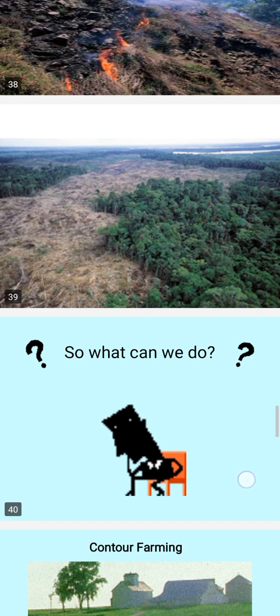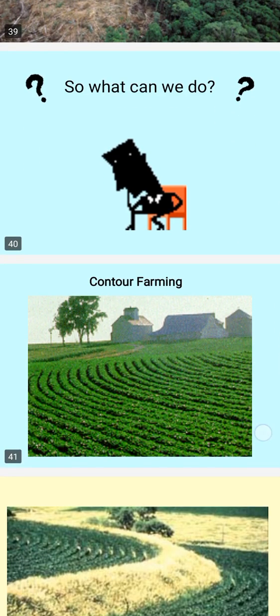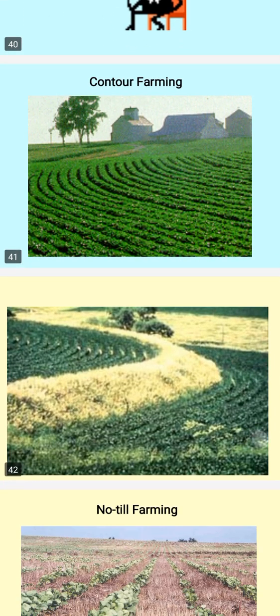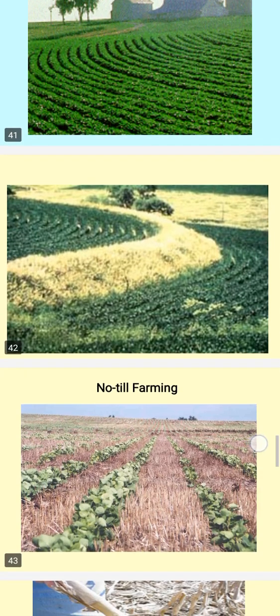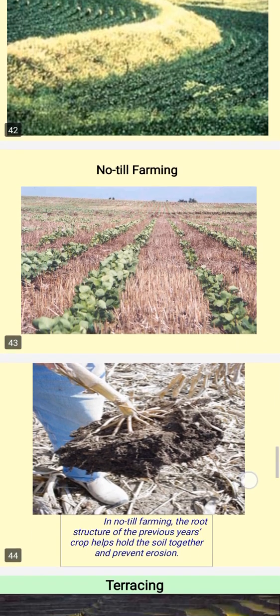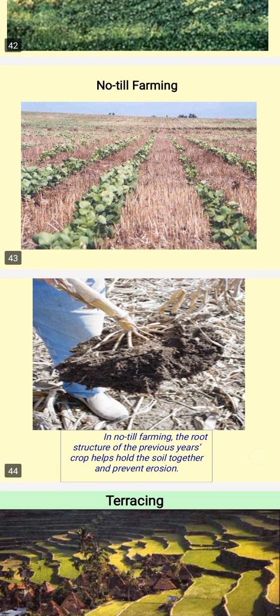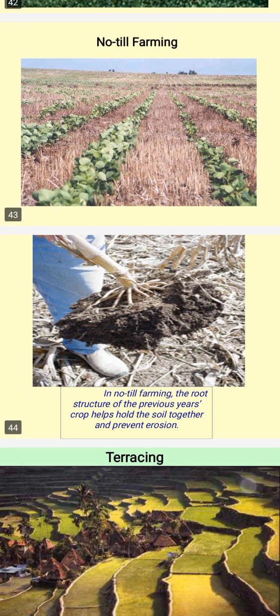So what can we do? Contour farming, as you can see in this picture. No-till farming. In no-till farming, the root structure of previous year's crops helps hold the soil together and prevent erosion.